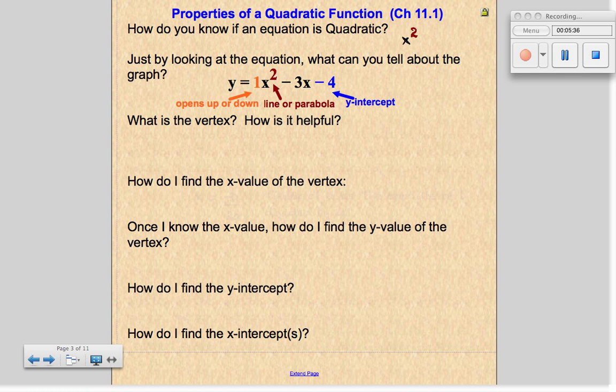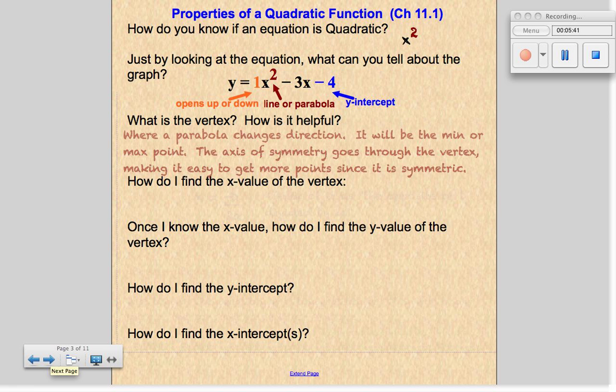Okay, the vertex. I showed you in the last slide that the vertex is where your graph changes direction. So it's either going to be the maximum point of your parabola or it's going to be the minimum point of your parabola. So it's helpful in that sense, and the axis of symmetry goes through it, so that it makes it easy to get more points. Okay? So you will be asked sometime how is the vertex helpful in graphing it? Number one, it gives me the maximum point. The axis of symmetry goes through it also, so I can find more points that would be symmetrical.